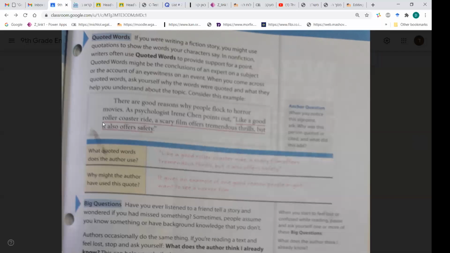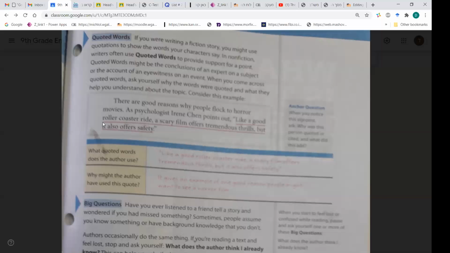Like a good roller coaster ride, a scary film offers tremendous thrills. It's like a ride, okay? But it also offers safety. Why is a scary film also safe, just like a ride? Because you're watching it from a screen, like nothing can happen to you. Exactly. It's on a screen. Nothing can happen to you. It's fiction. You know it's not reality. It's going to end. You can walk away. It's not really happening to you.